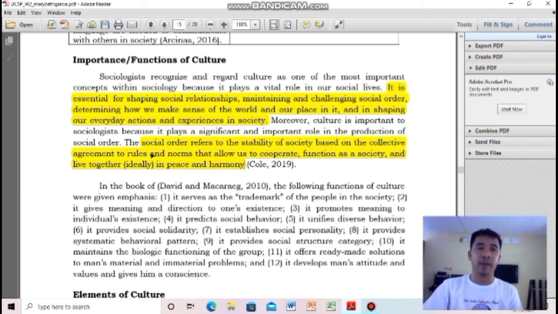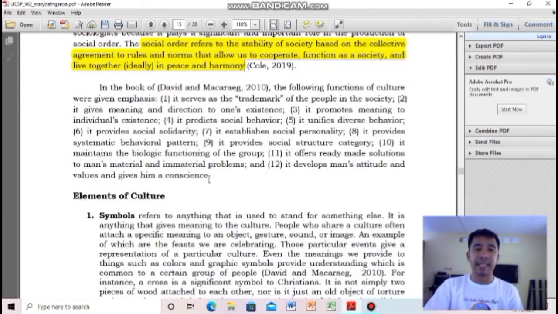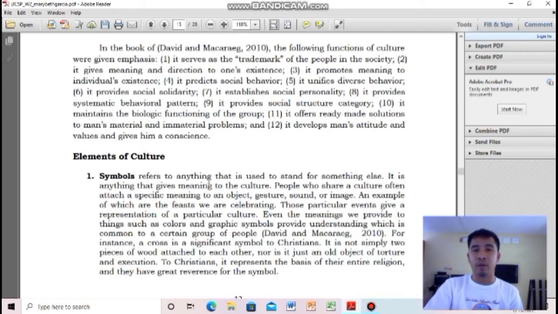Okay, that's for the importance and functions of culture. Let us proceed to the elements of culture. Ano ba ang mga elements ng culture or kultura naton? Una, symbols. Refers to anything that is used to stand for something else. Kumbaga, may symbolism kita. No? Hamba ko nagkagina, may mga bagay nga ara sa palibot naton nga it possess meaning. No? And it is anything that gives meaning to the culture.